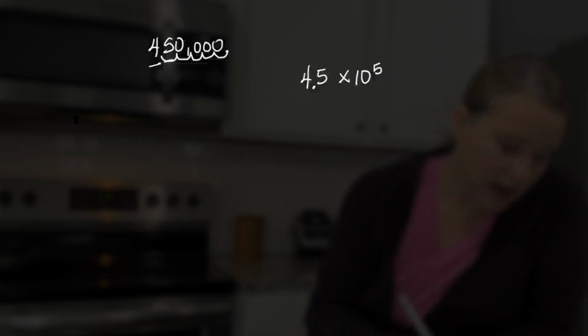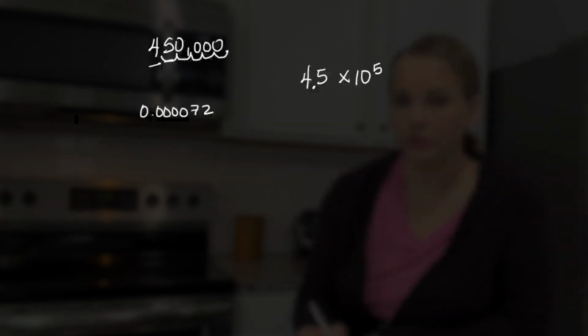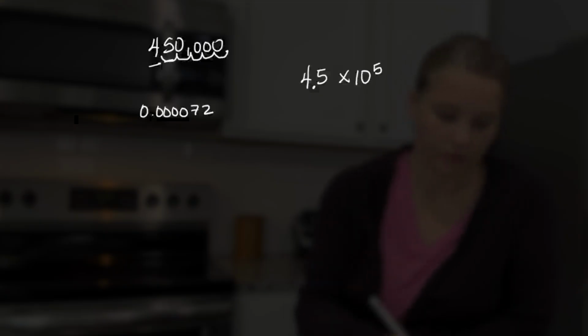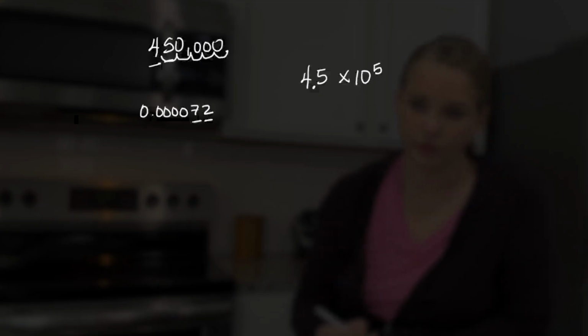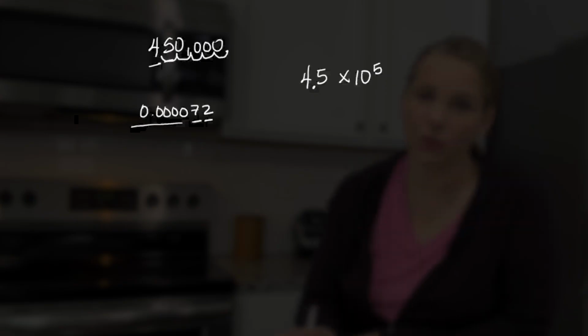What about instead if we have 0.000072? We're going to write that in scientific notation. We figure out which ones are the significant figures. And what would those be? 7, 2. Is that it, or the zeros? That's all, because the leading zeros, any zeros that come before the first non-zero digit are not significant. So just the 7 and a 2.